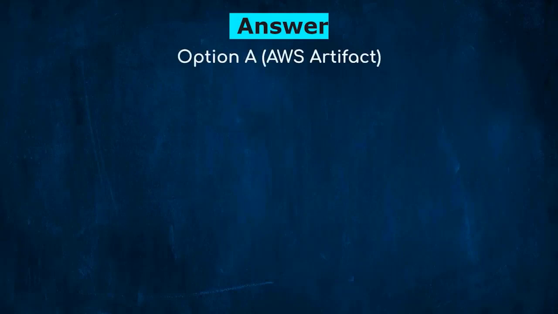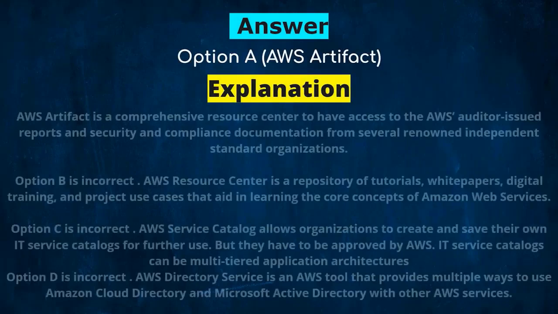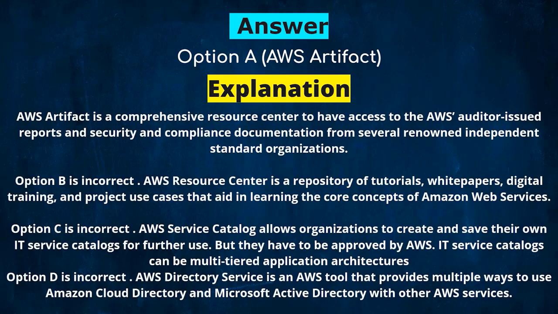AWS Artifact. Explanation. AWS Artifact is a comprehensive resource center to have access to the AWS auditor-issued reports and security and compliance documentation from several renowned independent standard organizations. Option B is incorrect. AWS Resource Center is a repository of tutorials, white papers, digital training, and project use cases that aid in learning the core concepts of Amazon Web Services.